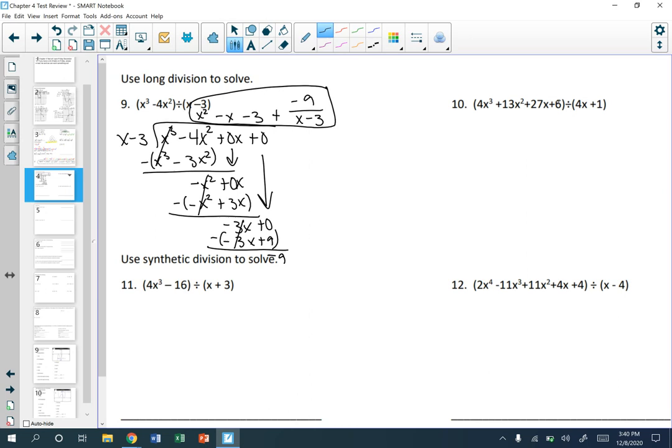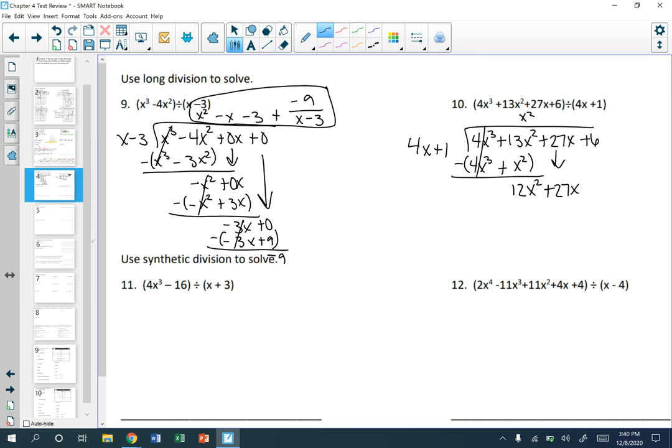All right, this one, it looks like we have all the terms, so for number 10, we don't need any placeholders, so we can go ahead and write this out. All right, now how do I get to 4x cubed when I have 4x already? Well, I need to multiply by x squared. Gets me 4x cubed plus x squared. Subtract, my 4x cubes cancel, and I'm left with 12x squared.